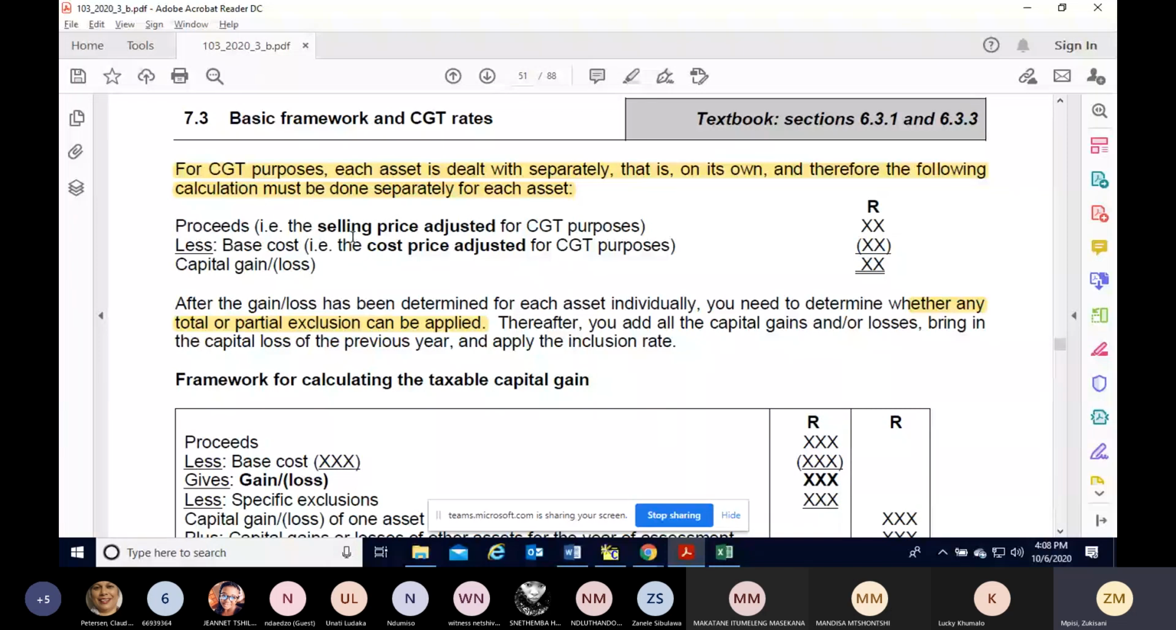gives you the basic framework, and this is the important thing, is that each asset is dealt with separately for the calculation of capital gains. So what is capital gains? Basic framework, it is proceeds, and that is selling price adjusted for capital gains purposes. So I will tell you just now how do we adjust it. Less base cost also adjusted, and this gives you a capital gain or loss.